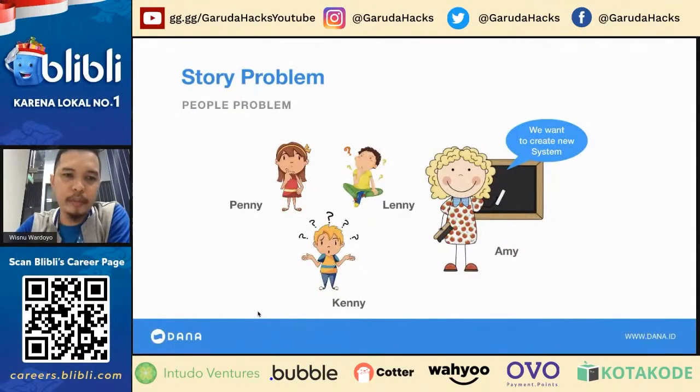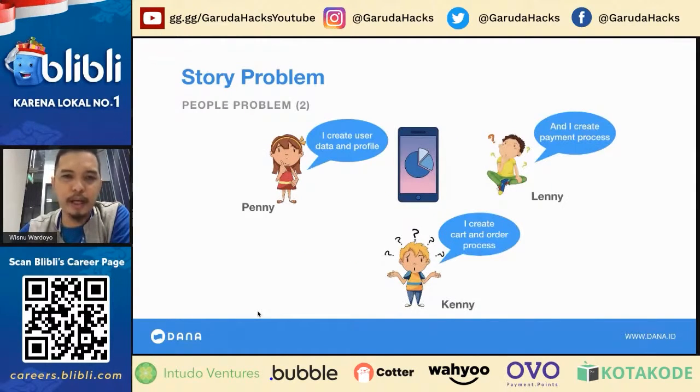Okay, this is the story problem. Penny, Lenny, Kenny, and Amy want to create an MVP version, as long as the user can log in, see the product, and purchase. It's called an MVP version. So you can see Penny, Lenny, and Kenny are very confused about the requirement, right? Because it's only that.